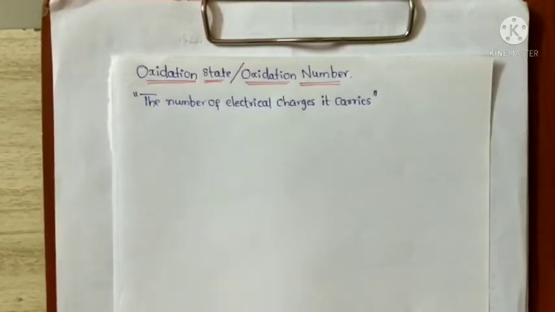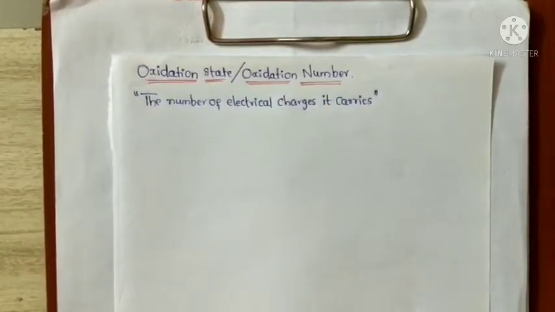So now we will discuss a new concept that is very important: oxidation state and oxidation number. Both are the same; oxidation state is also called oxidation number. So how do we determine the oxidation state or oxidation number of an element?